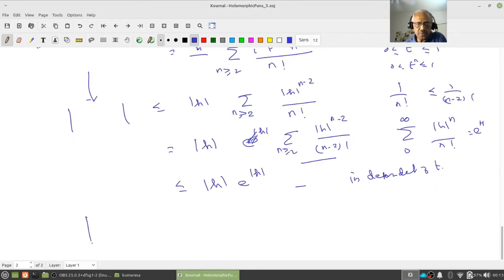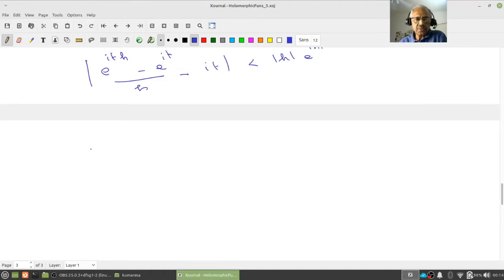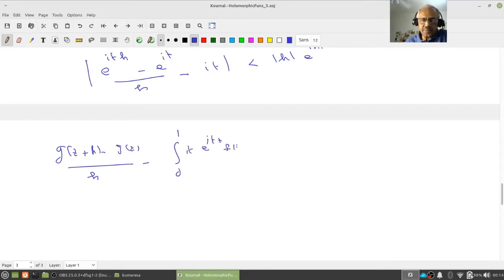Right? Therefore, what do you think I have proved? I have shown that e to the power i t h minus e to the power i t, by h, minus i t, is less than mod h into e to the power mod h. So where does that leave us? So that shows, therefore, g of z plus h minus g of z by h minus the integral from 0 to 1 of i t e to the power i t z f of t dt, in modulus is less than or equal to the integral from 0 to 1 of mod h into e to the power mod h into modulus f of t dt.